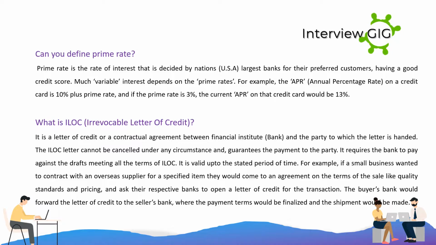Can you define prime rate? Prime rate is the rate of interest that is decided by nations, USA's largest banks for their preferred customers having a good credit score. Much variable interest depends on the prime rates. For example, the APR, annual percentage rate, on a credit card is 10% plus prime rate, and if the prime rate is 3%, the current APR on that credit card would be 13%.